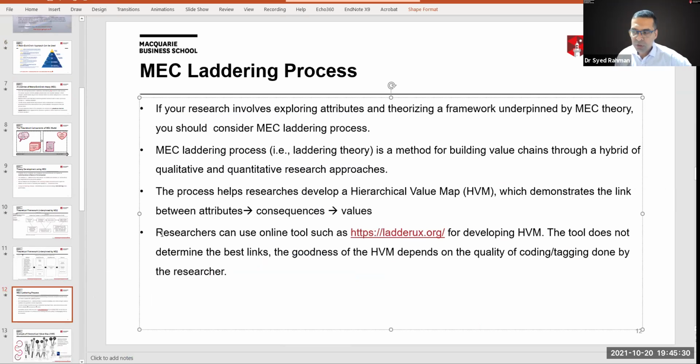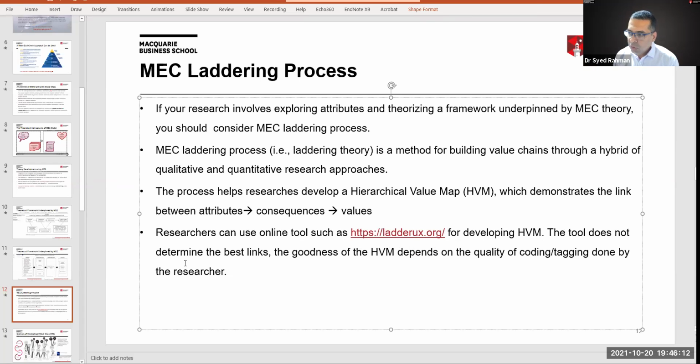And there are online tools available such as LadderUX, which can help you to develop it. The reason I'm sharing this one is that there are very expensive tools available for developing HVMs, but in my research, I use LadderUX because in this one you could actually develop one or two models for free, and I found them very reliable and so easy to use and maneuver. That's the recommendation. By the way, I will share some recommendations at the end, so don't worry too much about writing it down at this stage.